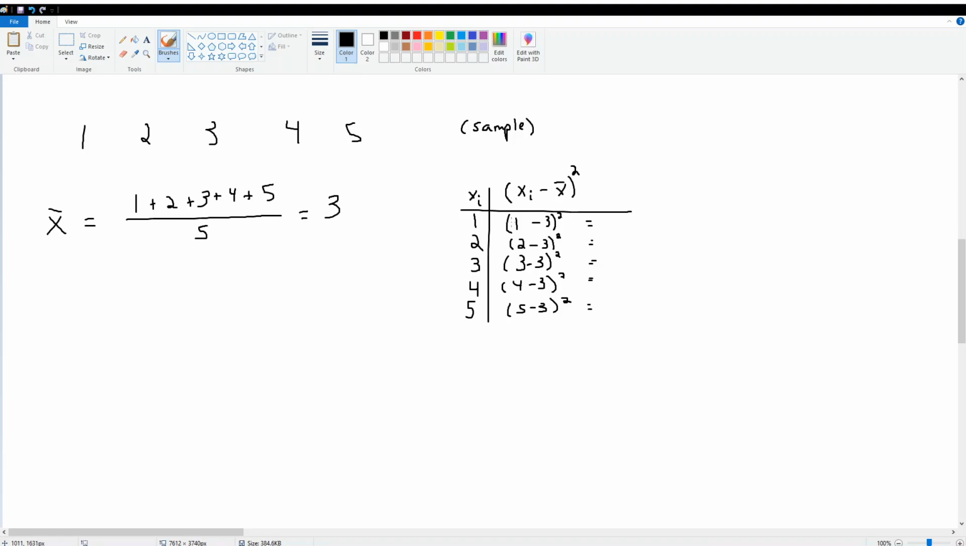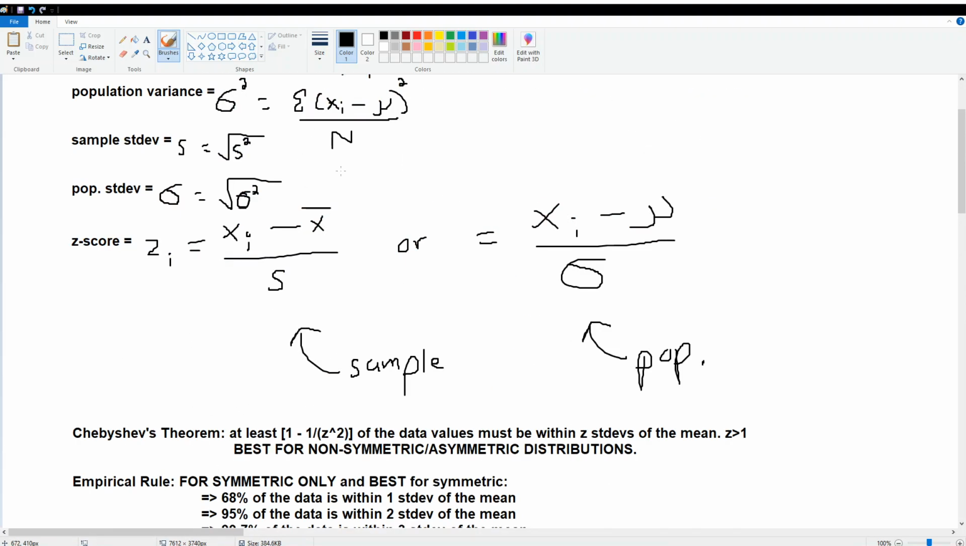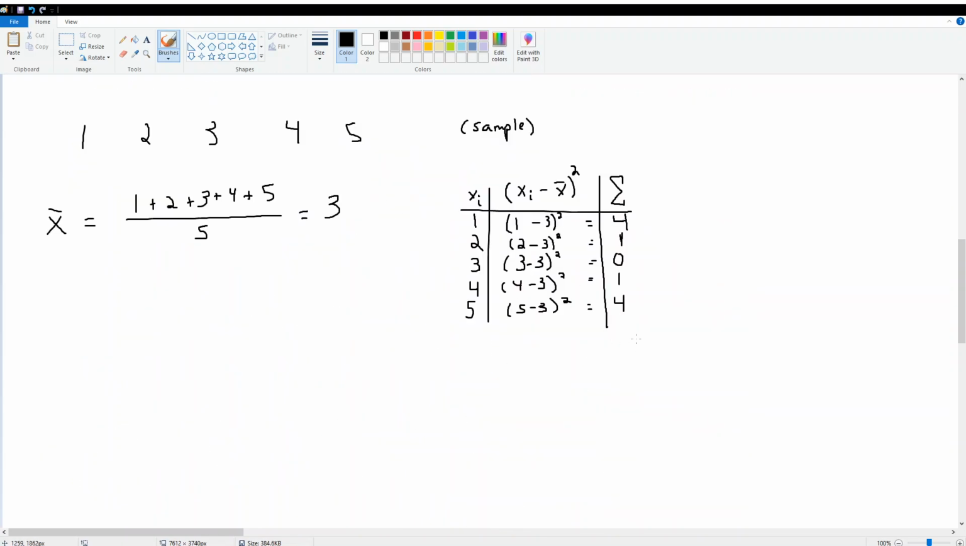So 1 minus 3 is negative 2. Square that makes it positive. That'll be positive 4. 2 minus 3 is negative 1. Square that, positive 1. 3 minus 3 is just 0. So the square of 0 is going to be itself. 4 minus 3 is 1. Square that, it's 1. 5 minus 3 is 2. Square that is 4. Now, we need to add them all up, because for our numerator, we have to add everything together. So, 4 plus 1 is 5. Plus 1 plus 4, another 5. So, 10. So, our numerator is going to be 10.